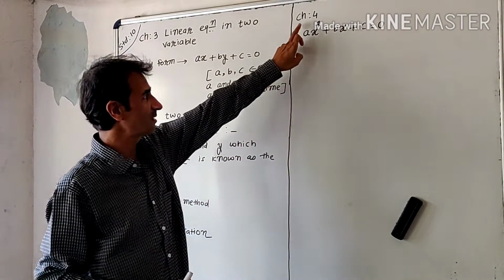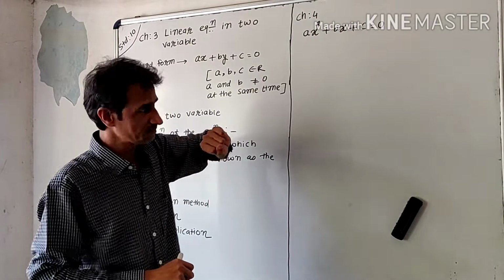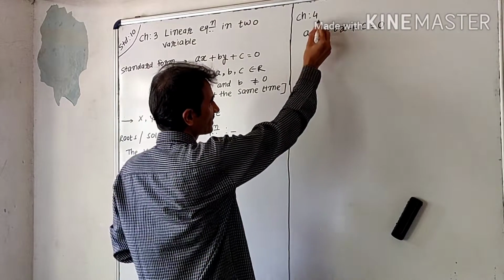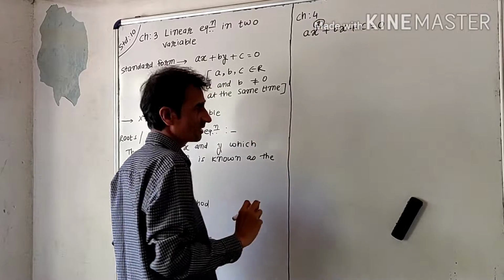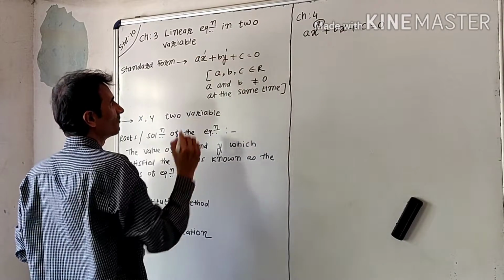Now this is my chapter number 4. We have already studied the quadratic equation. Why is it called quadratic? Because the maximum power is 2, so we can say this is the quadratic equation. But now here you can see the power is 1 and 1.